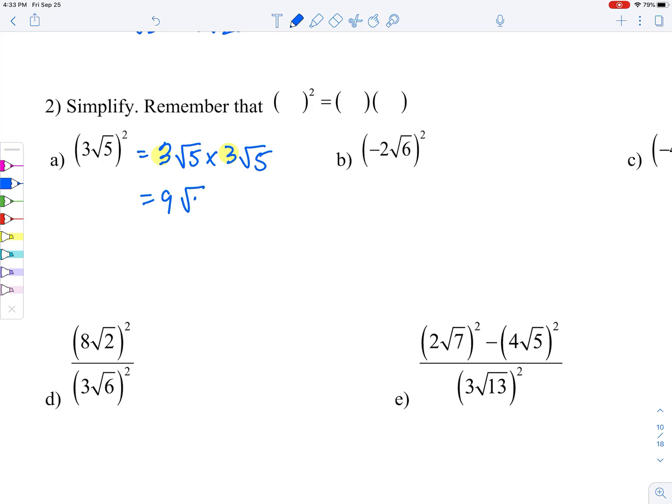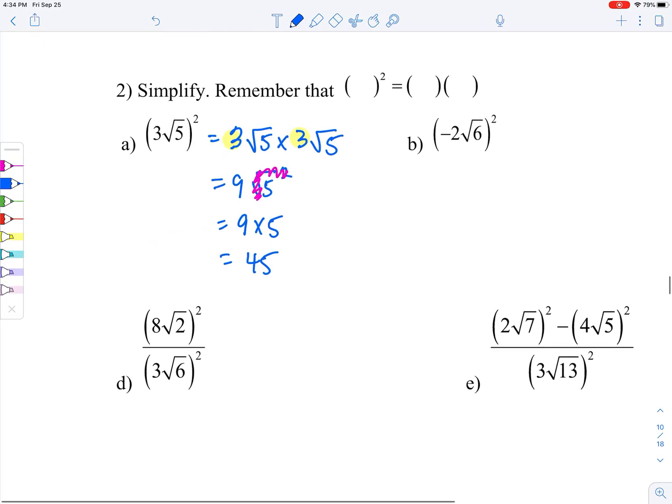And then root 5 squared, I hope you remember from last lesson, that just equals 5 because the square and the square root undo each other. And the reason, so root 5 times root 5 is root 5 squared. That's how we got that. The answer on this one is going to be 45.